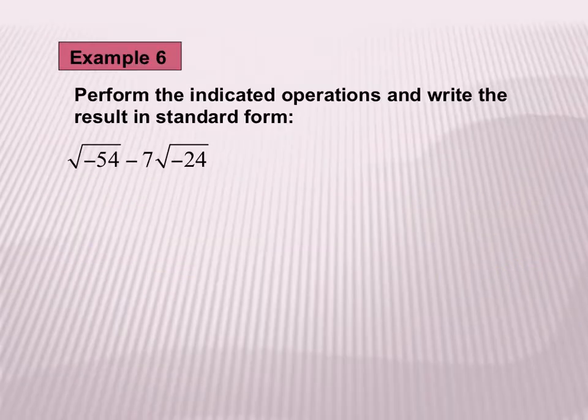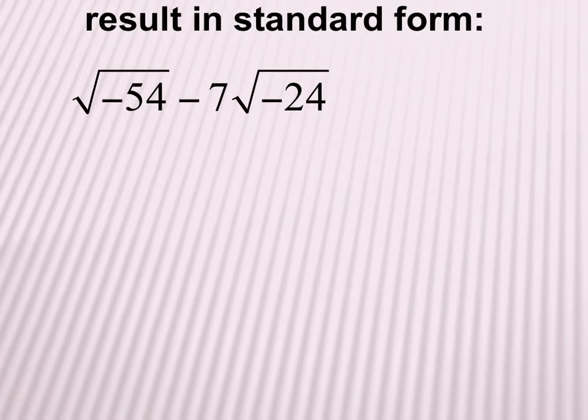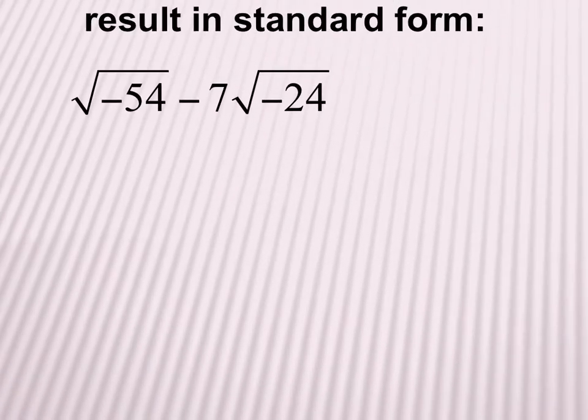All right, so example 6 says, perform the indicated operation and write the result in standard form. So the very first thing we're going to do here is take the i out. You can put it on the front or you could put it after the square root. It doesn't matter, as long as you make sure it's not underneath the root. Now, obviously, as it is, it can't be simplified.